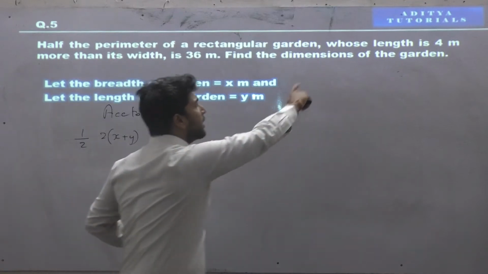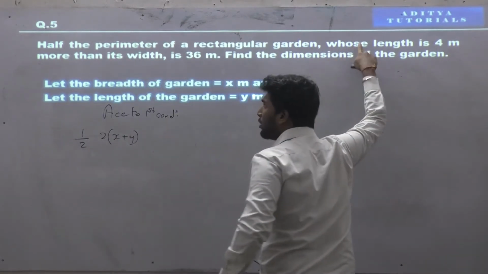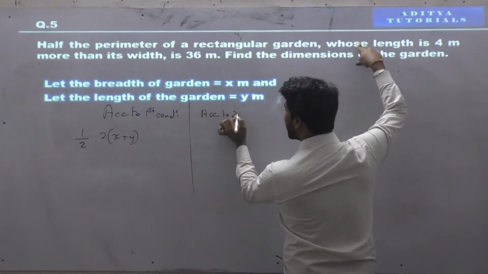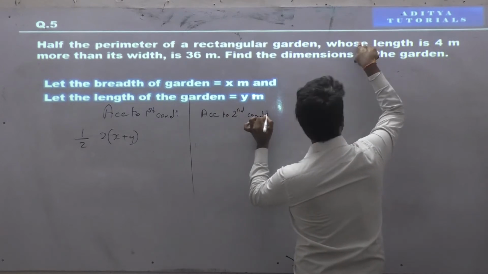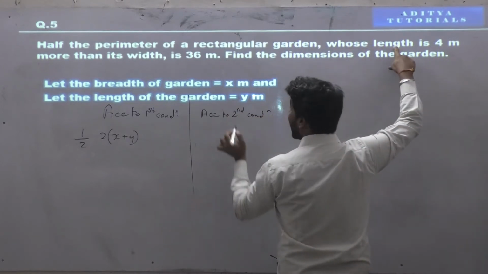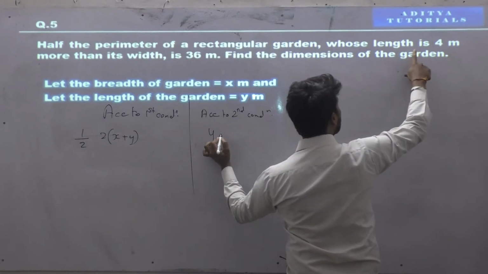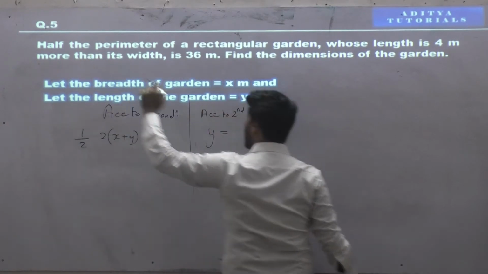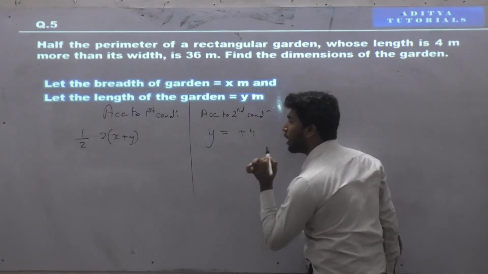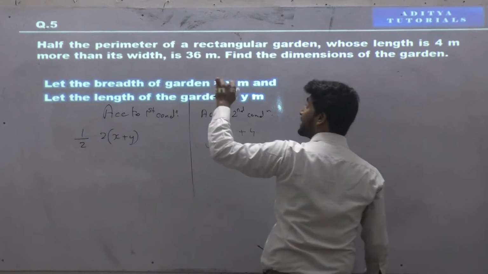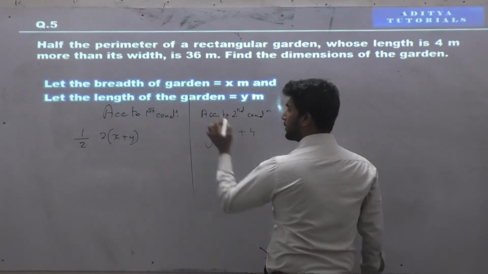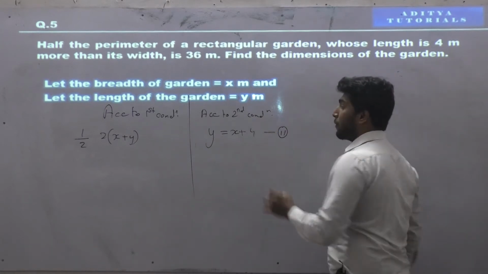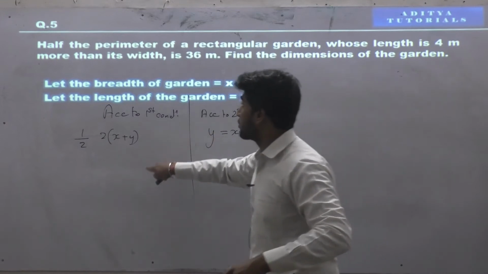Starting from this, this is according to the second condition. It's given that whose length is y, is equal to 4 meter more, so leave a gap, put plus, and then 4, then its width, that is x. Width is nothing but your breadth. So we got this equation number 2, and our equation number 1 is incomplete. Let's complete this.